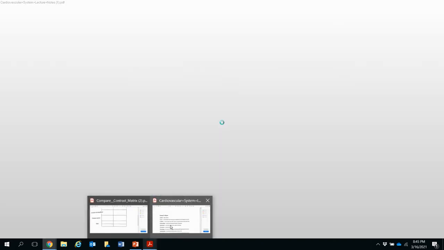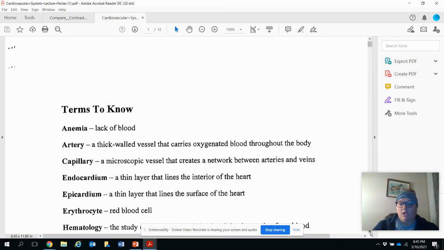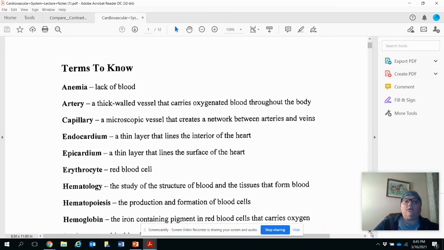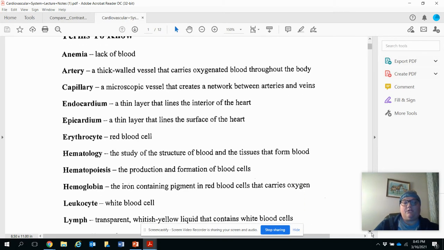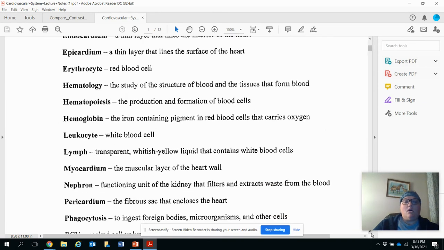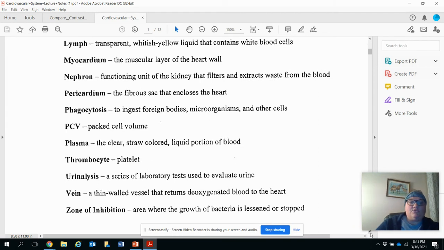Let's look at the notes really quick. So here are our notes. They start out, as always, with terms to know. So most of these terms do relate to the circulatory system. There are a few in here over the urinary system and microbiology. So I'll just point those out to you so you know you don't have to worry about them. But most of them in here are for the circulatory system. So nephron, that's part of the kidney, so you don't have to worry about that one. Urinalysis, you don't have to worry about that one, and zone of inhibition, that has to do with microbiology. So those are three terms you don't have to worry about, but the rest are all about the circulatory system.